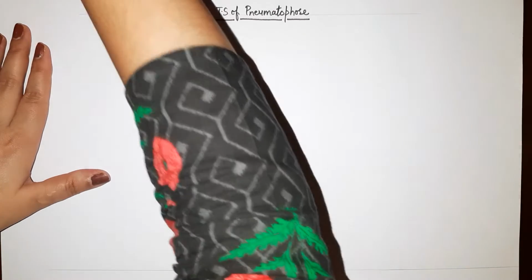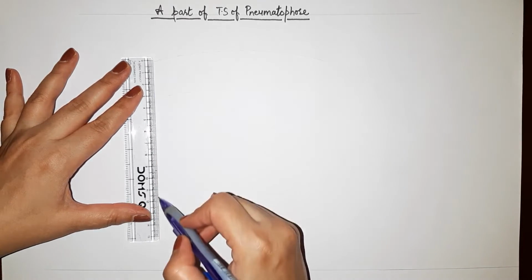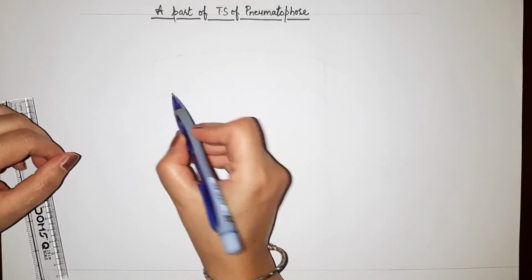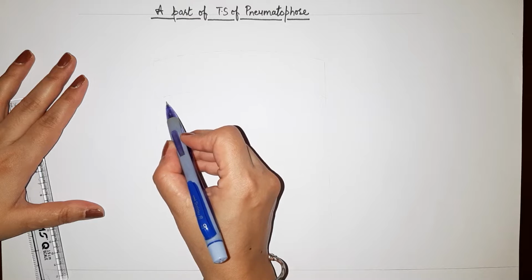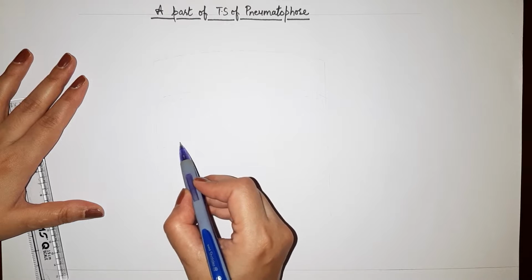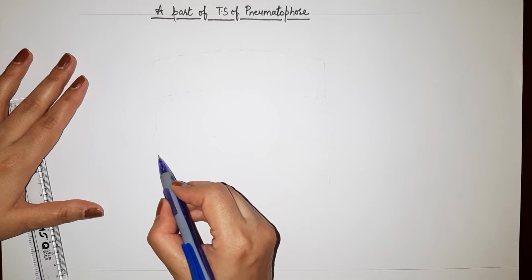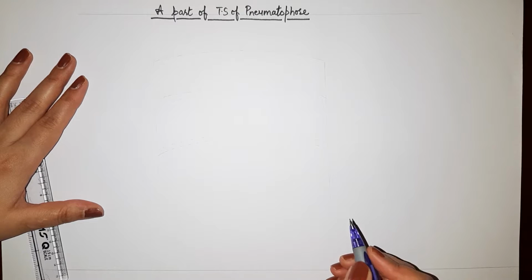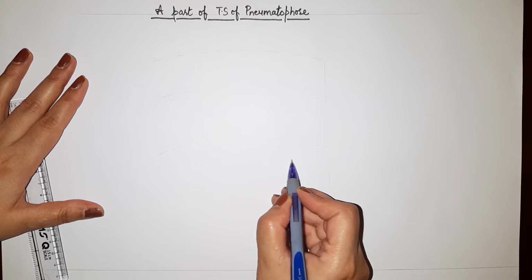Then we have, you can make it straight just for reference. Okay. So next we will have few cells for cork cambium. Then there is cortex, single layered endodermis, pericycle, which will be sclerenchymatous and parenchymatous.